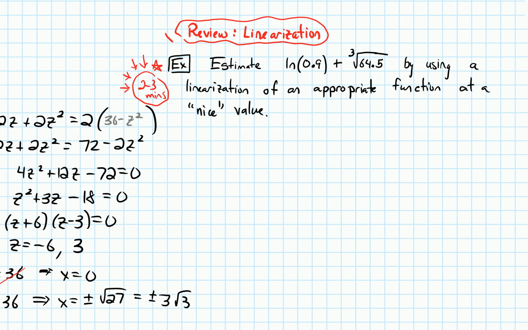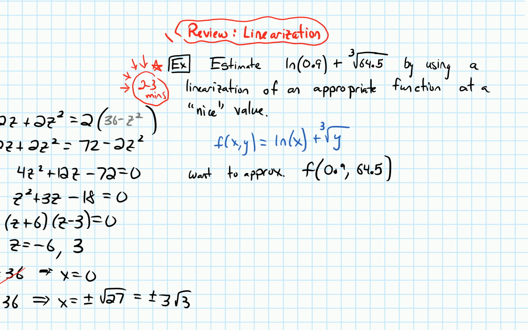So let's begin by writing down the appropriate function. Looking at this, I see two parts to it: there's this ln part and this cube root part. So I'm thinking I'll need a function of two variables, and I'll make one part the ln of one variable, and the other part the cube root of the other variable. That might be my appropriate function. And our goal is to approximate f of 0.9 for x and 64.5 for y.